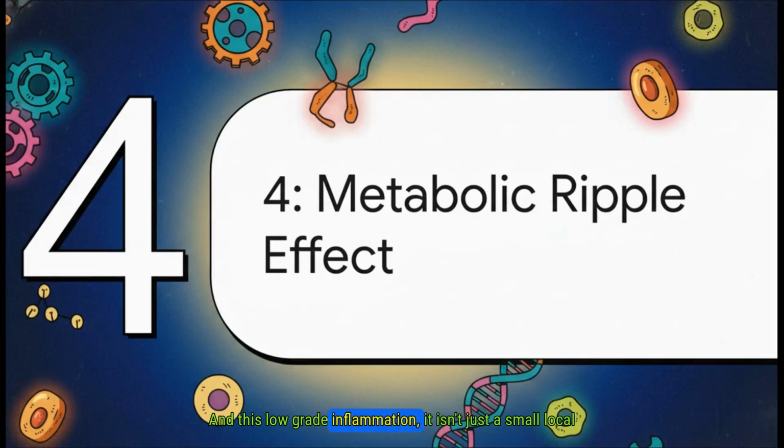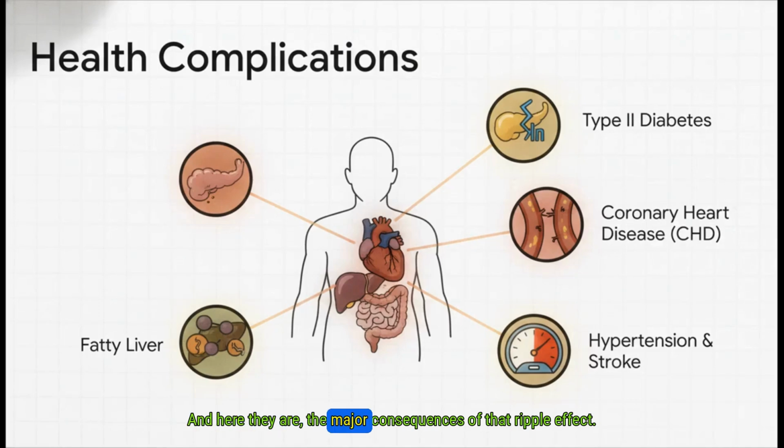Yeah, and this low-grade inflammation isn't just a small local problem. It sets off a massive metabolic ripple effect. It's like dropping a stone in a pond, and it leads to a cascade of really serious health consequences that can affect your entire body. And here they are, the major consequences of that ripple effect. The very same inflammation that messes with leptin also drives insulin resistance, which, as you know, can lead straight to type 2 diabetes. It messes up your blood lipids, it raises your blood pressure, it can cause fat to build up in the liver, and it all contributes to this cluster of conditions we call metabolic syndrome.